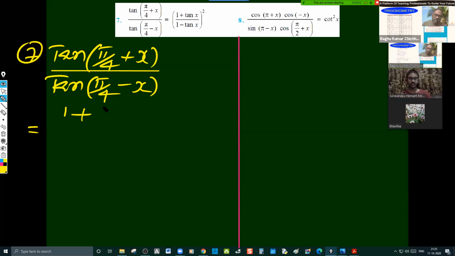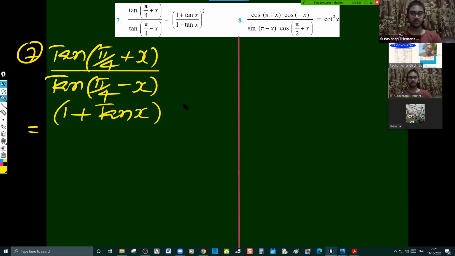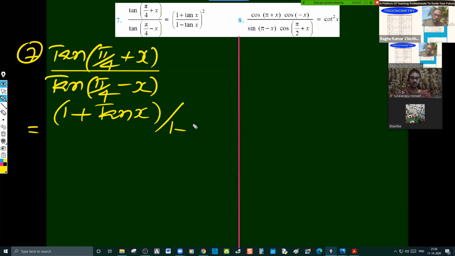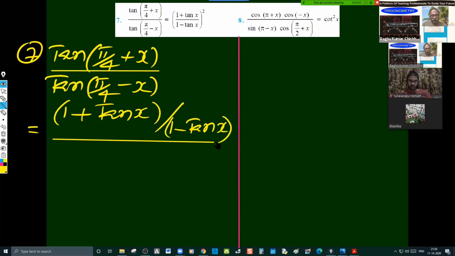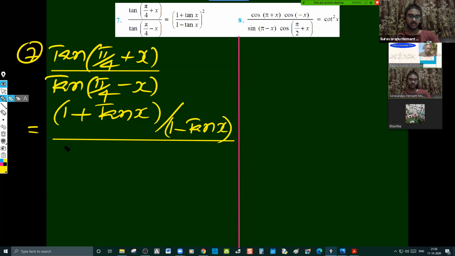1 plus tan x divided by 1 minus tan pi by 4 tan x. That is, tan pi by 4 is 1, into tan x. So you'll get like this. If you do not understand, ask me. I'll explain it again. If you understand the numerator, you can say the denominator comfortably. Come on, tell me what is the denominator now.